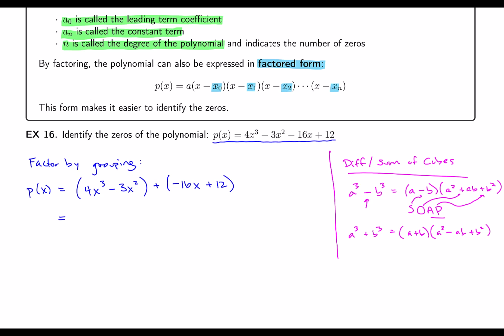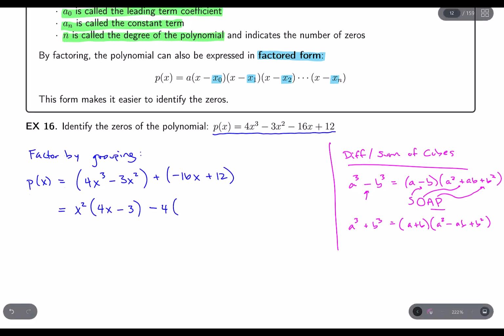All right, so for instance, there's a common factor of x squared in the first set of parentheses, which leaves me 4x minus 3. And in the second set, I'm going to pull out a negative because in any polynomial, you really don't want a leading term coefficient to be negative. It just makes things more difficult. So I'm going to pull that out as a negative. And then also a 4 is divisible by those terms. So that would leave me with, again, 4x minus 3.